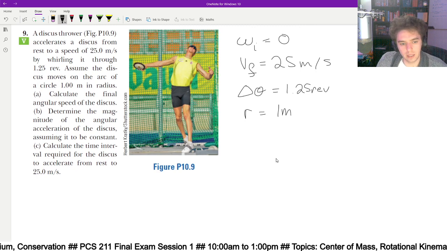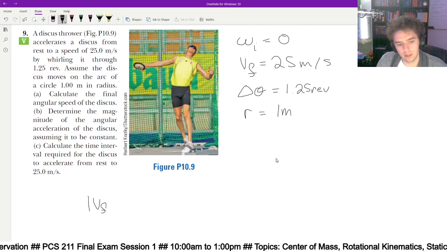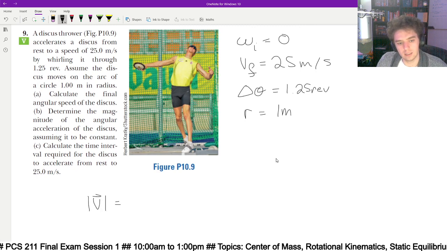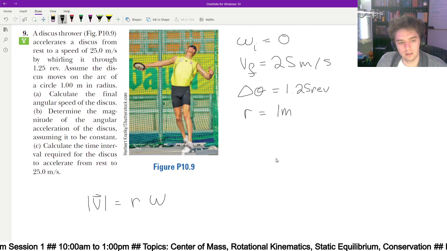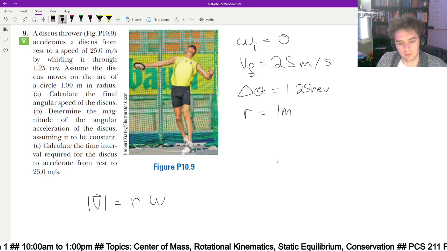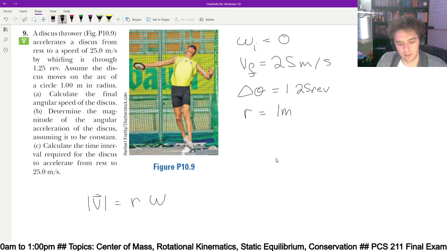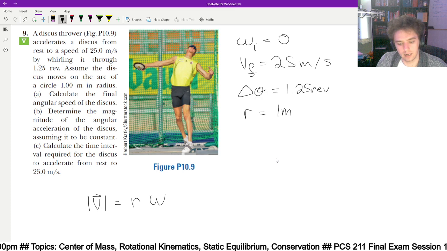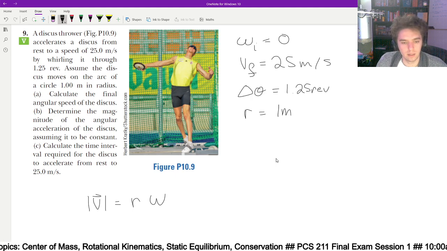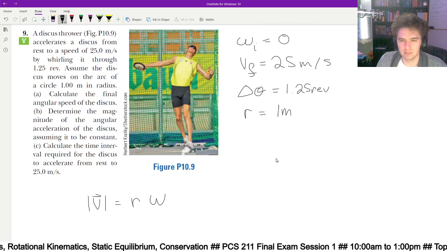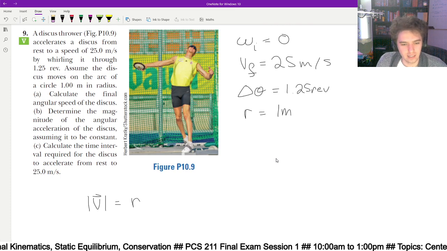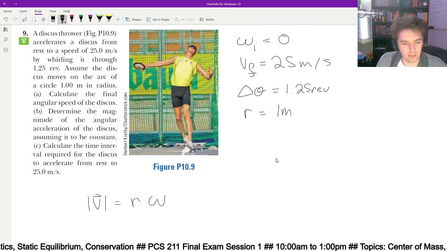Well, we just use the formula. The magnitude of v is equal to r times omega. Omega is a vector too. I haven't been putting vector signs on this, have I? Is it a vector? Yes, it is a vector. What am I talking about? Okay, anyways, whatever. So, r times omega.